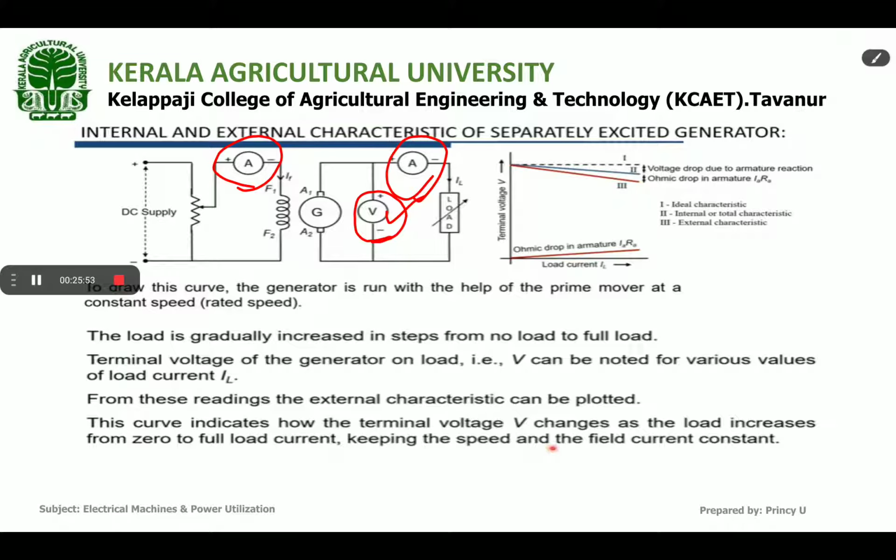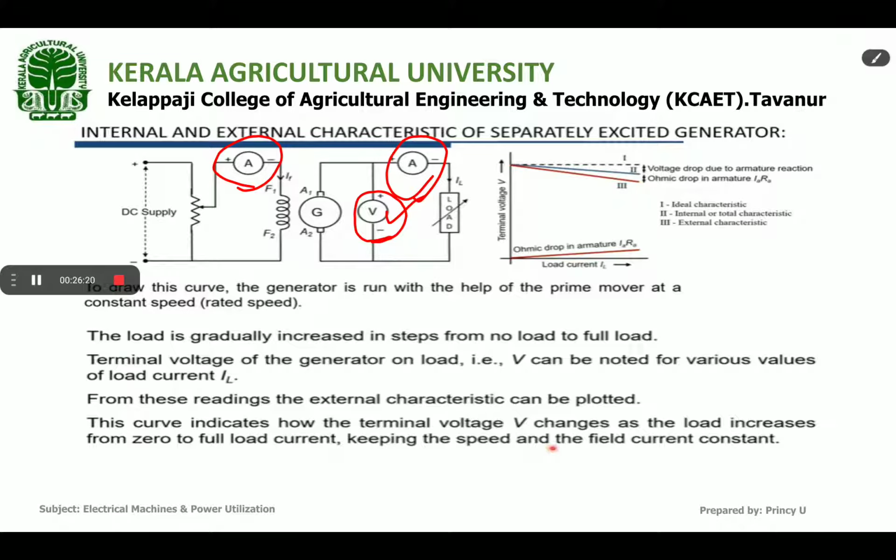To draw this curve, the generator is run with the help of a prime mover at a constant speed. So in external characteristics also, the prime mover speed should be the rated speed and it should be constant. And the load is gradually increased in steps. By connecting load, we increase the load step by step from no load to full load.